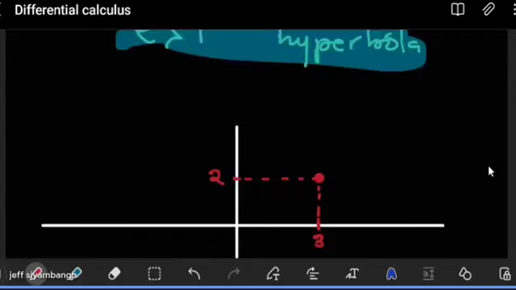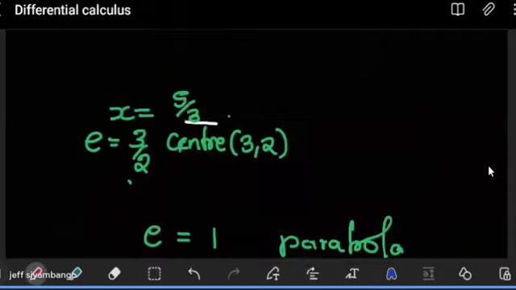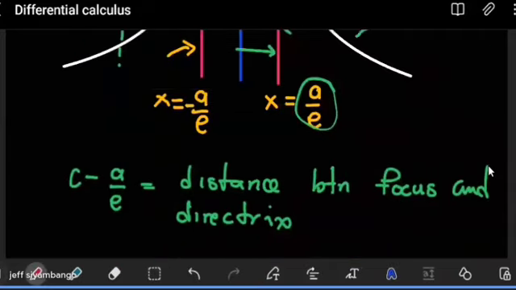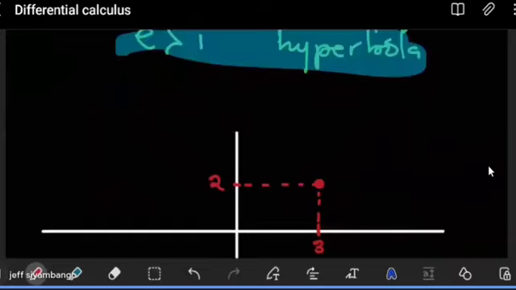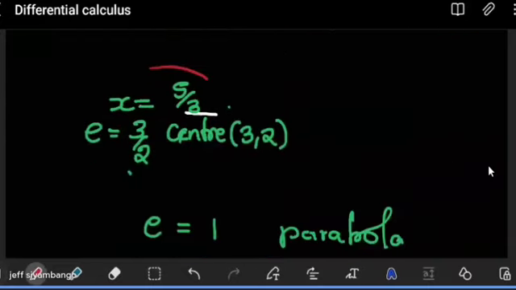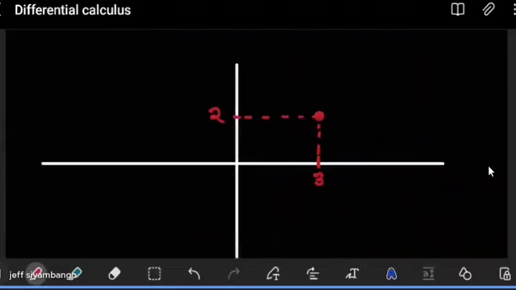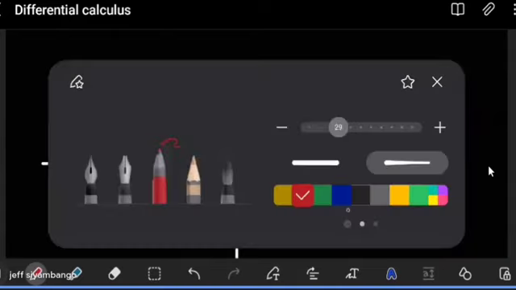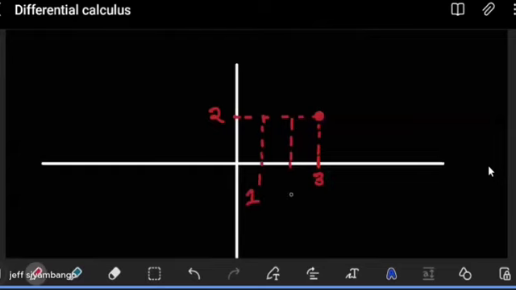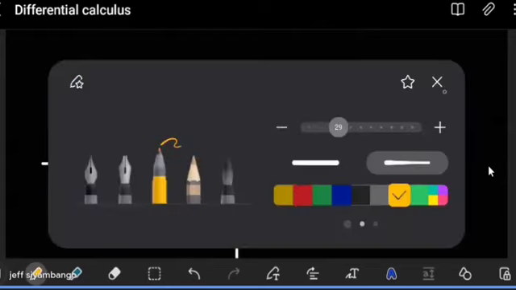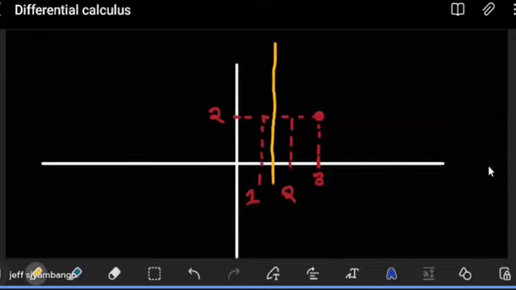Next up, what else? They have given us the equation of the directrix. It's x equals 5 over 3. So what does 5 over 3 represent? It's going to be 1 point something. If this is 1 somewhere here, and this is 2, then 5 over 3 has to be somewhere between 1 and 2. So we can conclude that the directrix is going to be somewhere here, which is at 5 over 3.